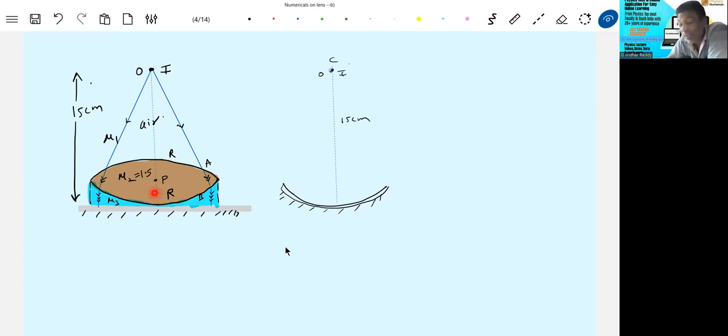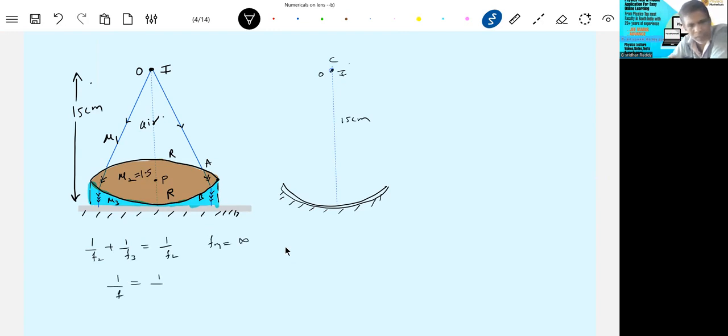Then use formula, silver lens formula. Take help of this silver lens. Then find out the equivalent focal length. First you calculate focal length of this and this. So 1 by f2, 1 by f3 will be equal to 1 by fl. Focal length of mirror is infinity. Then 1 by f should be equal to 1 by fl minus 2 by fl. This is what that is. Focal length of this should be equal to 15 by 2.